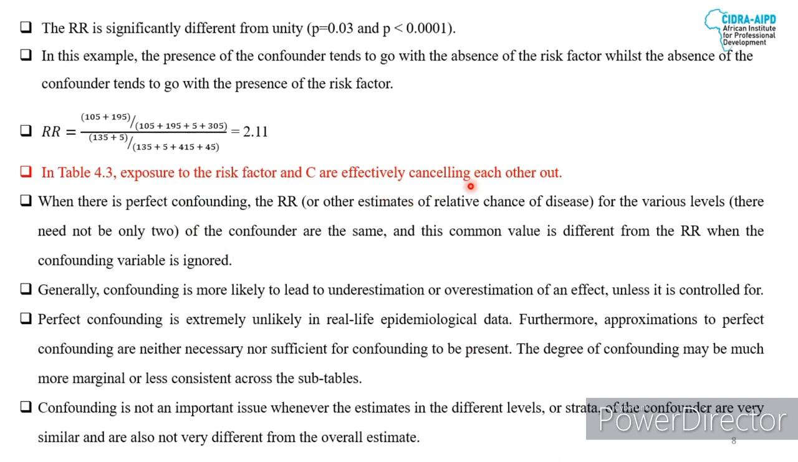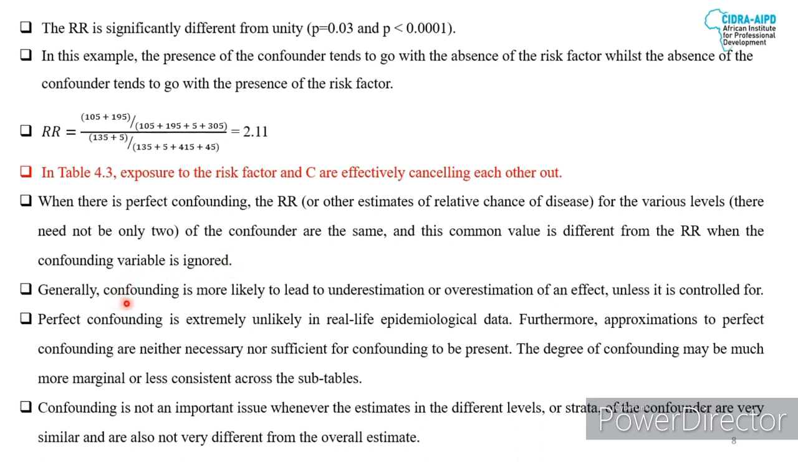So these are the two examples of confounding. Now there are some other points that we need to know about confounding. With perfect confounding, that is, when the relative risk or other estimates of relative chance of disease for the various levels of the confounder, which can be more than two, are the same, this common value is different from the relative risk when the confounding variable is ignored.